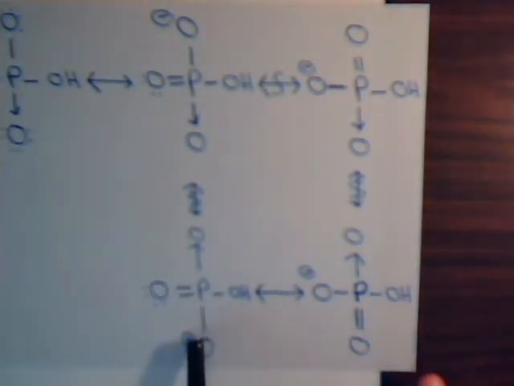But this is not a typical resonance system now. These different Lewis structures are not the result of p-orbital electron delocalization, as we talked about during the previous 15 or 16 videos. This is just different oxygens donating an electron pair to an empty d orbital of phosphorus.